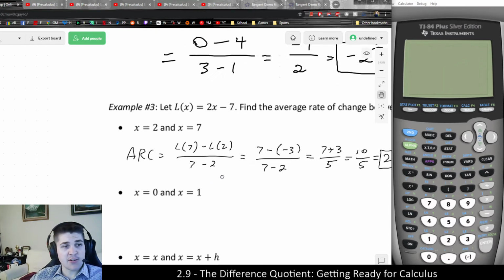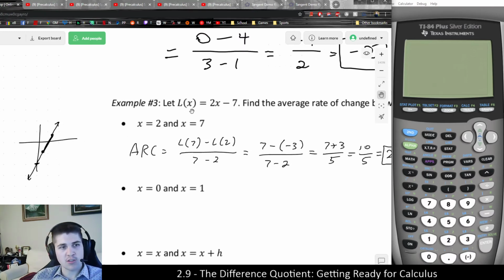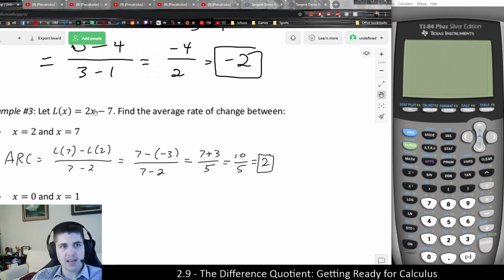But the thing to notice about this line, and why I'm doing this example at all, is that the line had an intercept at minus 7 and a slope of 2. So just by knowing the basic properties of a linear function, if I take the average rate of change between, say, 2 and 7, that's going to give me the slope between those 2 points. The average rate of change should be equal to the slope of the line, because that's exactly what we're doing. We're trying to find the slope between 2 points, but since it's a consistent slope, the slope will be the same regardless of what I take.